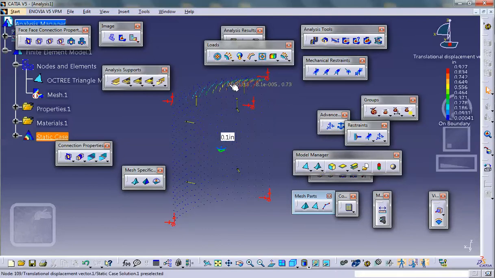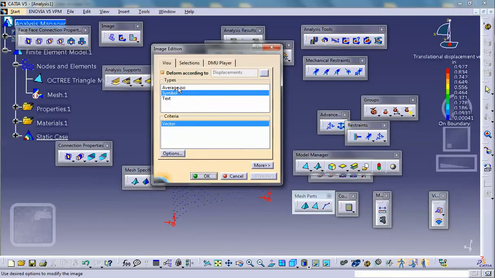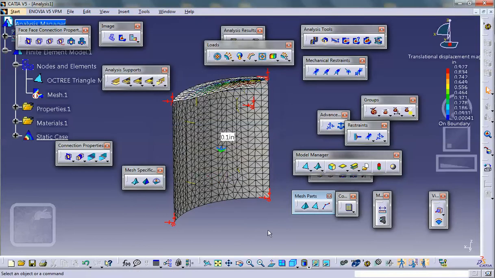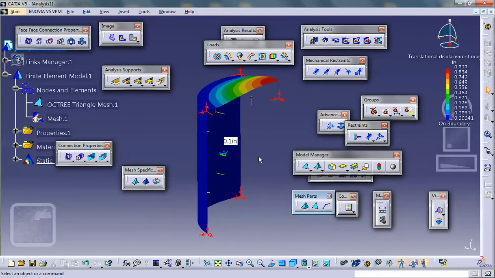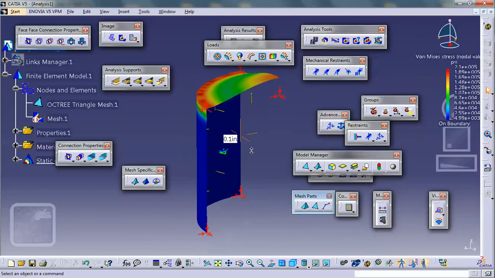So let's say this is fine, and let's look at the displacement. So the displacement in the symbol form looks like that. If you want contour, you change it to average ISO, and right there. Once again, don't get the impression that this side, because it's blue, is not moving. Yes, it is, except that the displacement on the top is so much that you cannot actually see this. Same thing with Von Mises stress. Okay, you can see.